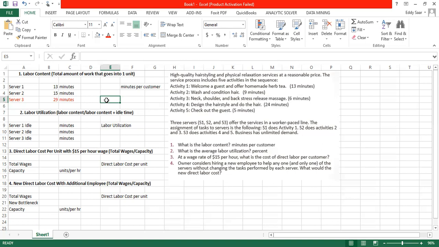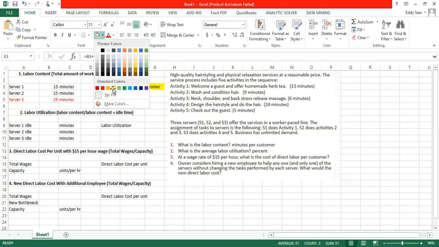But going back to labor content, now we just add all of the tasks together, and that gives us a labor content of 57 minutes per customer. I'll highlight it for your reference.